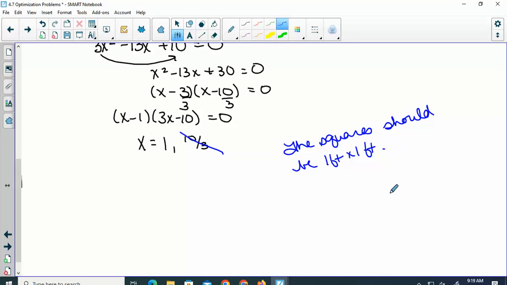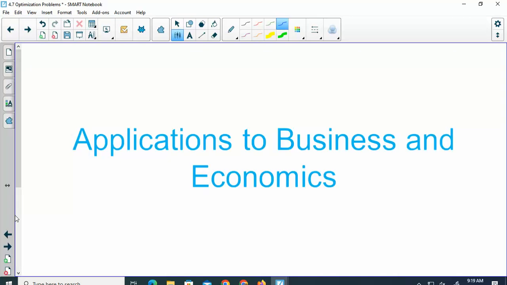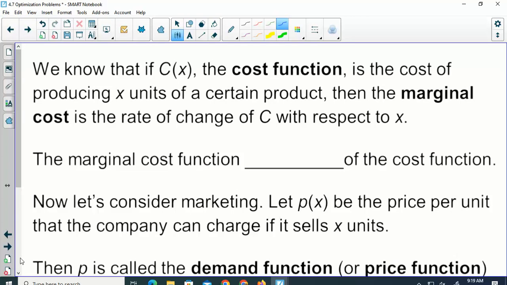We're going to do one more example for today, I think. So we're looking at some other applications here. All the ones we've talked about so far are kind of geometric, drawing a picture and labeling. But we've talked about some with cost and marginal cost. We know to get marginal cost, you do the derivative, and that tells you how your cost is changing at a particular time. So the marginal cost function is the derivative of the cost function.